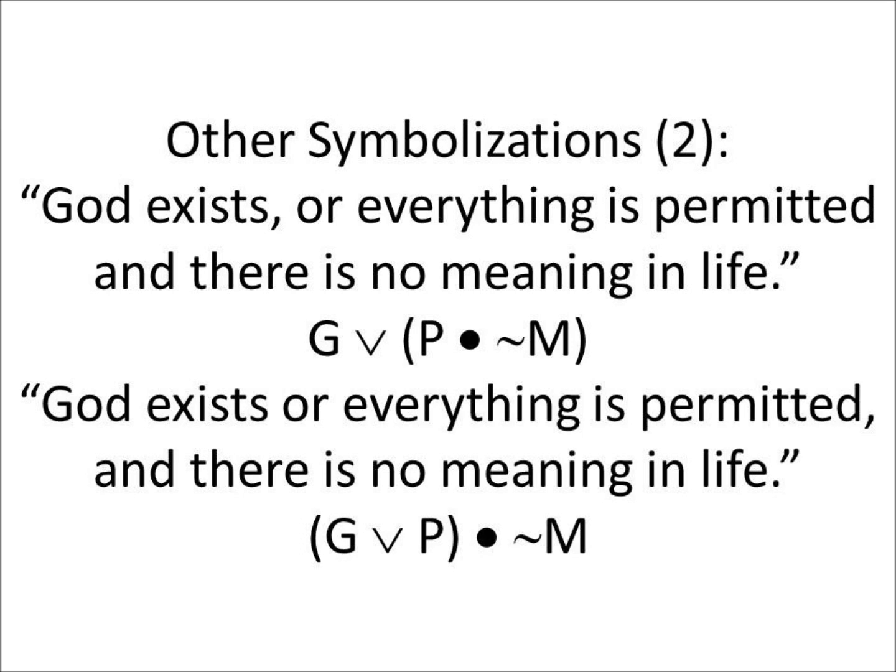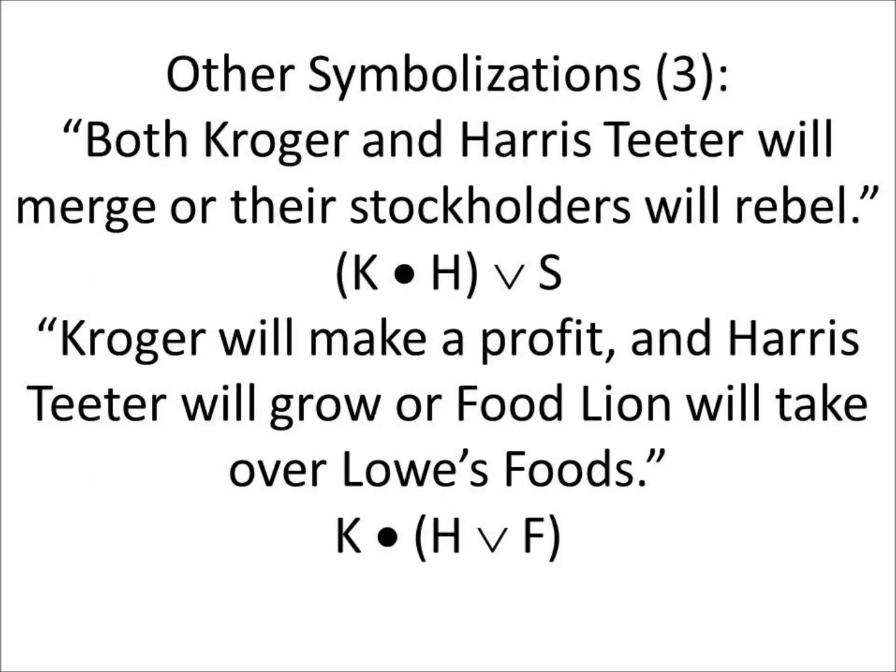God exists, or everything is permitted, comma, and there is no meaning to life. G, wedge P, in parentheses, dot, not M. And it can't be symbolized with the parentheses to the right. They have to be to the left. Now, here's some that do not have commas, and that gets a lot harder, doesn't it?